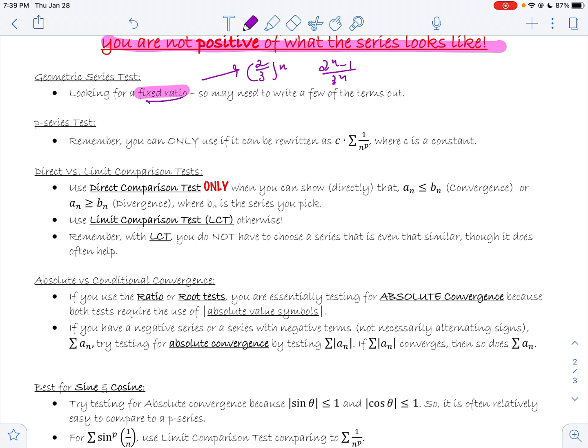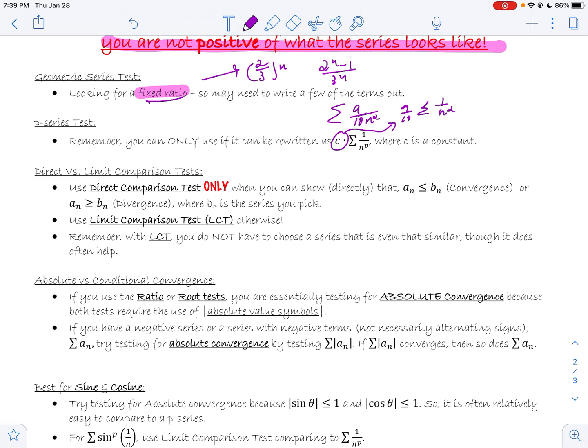For p-series, again, this is what I was talking about earlier, where you can have something like 9/10n squared, because you can pull out that 9/10, and now I have exactly a p-series. So that's what this C means; it could be whatever constant you want it to be.